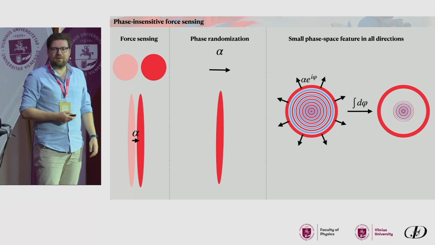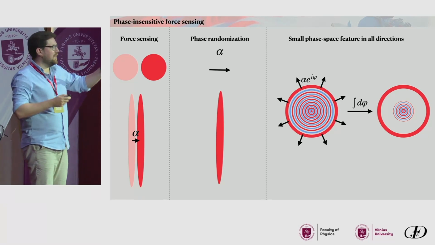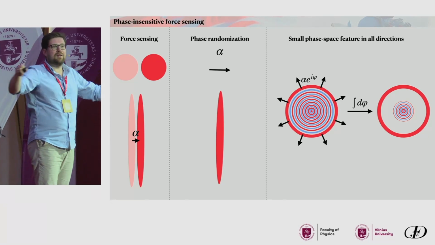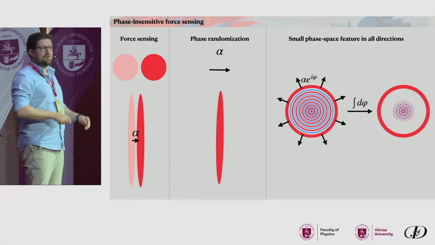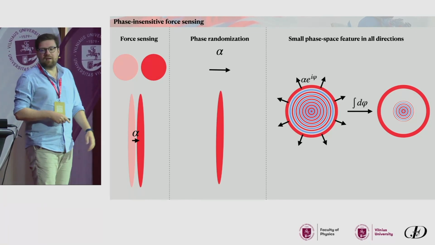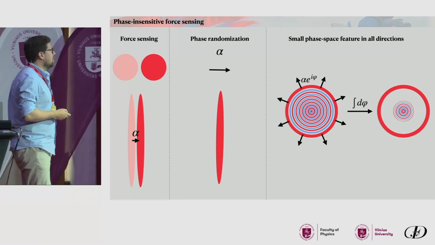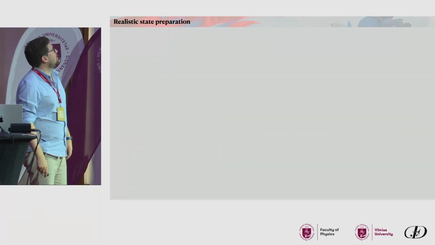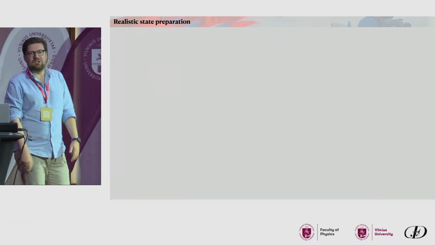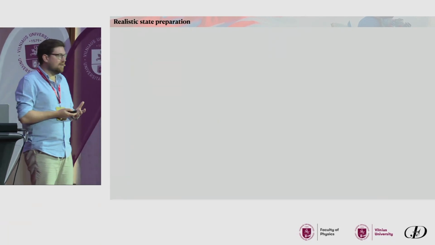So you can take a Fock state, and if you displace it, if you randomize the direction in which you displace, they provide the quantum enhancement in sensing. But we asked a question: what kind of states are optimal in the realistic setting?